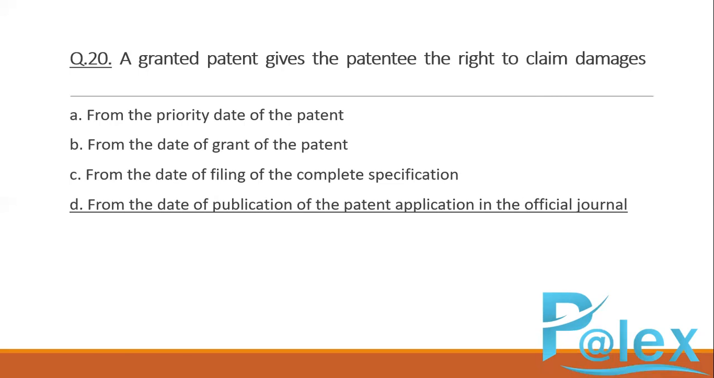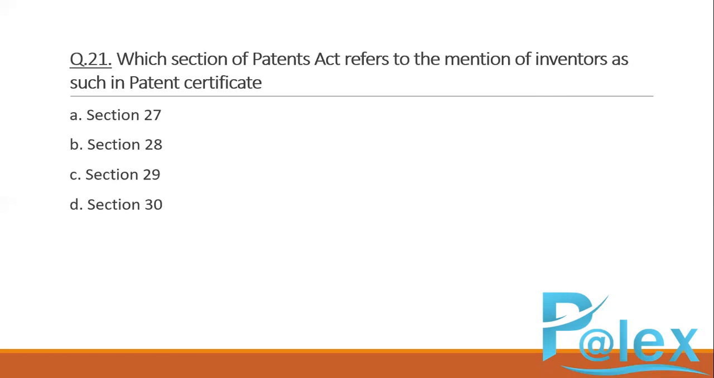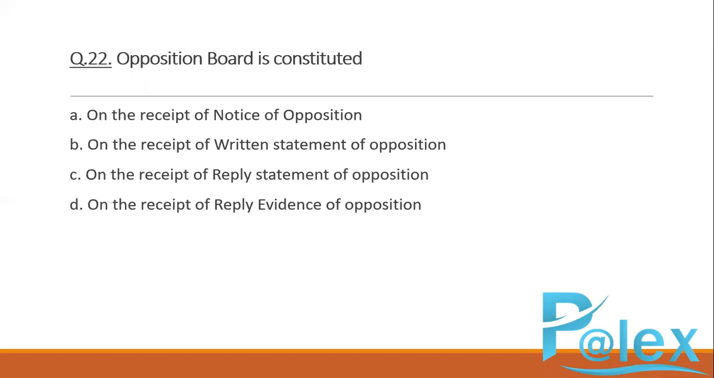But a granted patent gives the right to claim damages. The answer for this is date of publication under section 11A(7). Which section of the Patent Act refers to mention of the inventor as such in the patent certificate? This is under section 28.